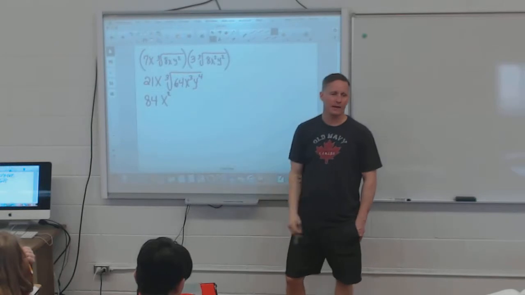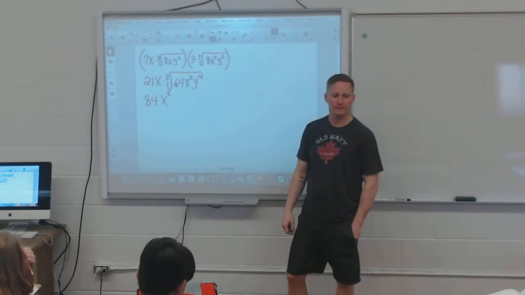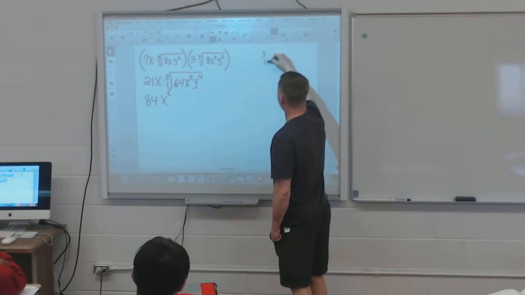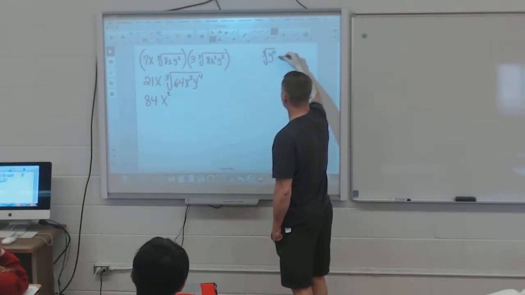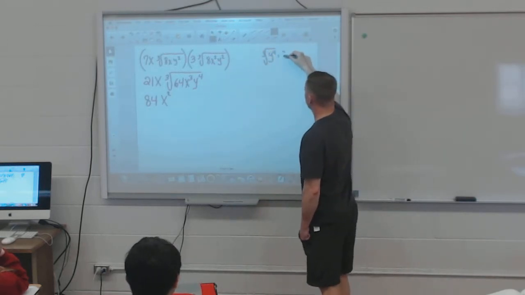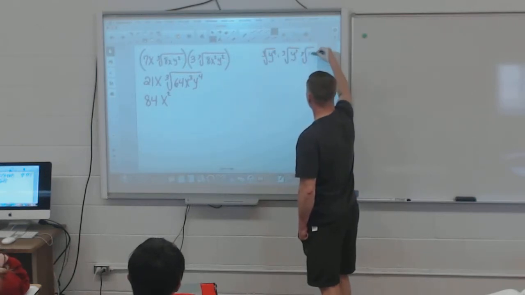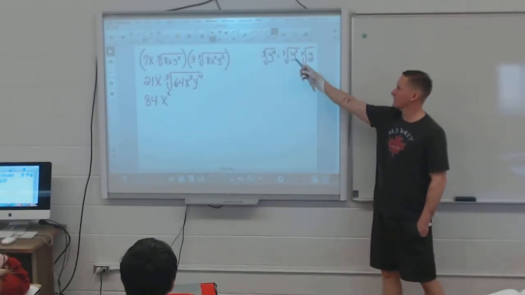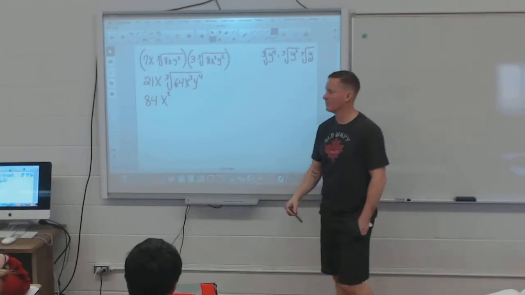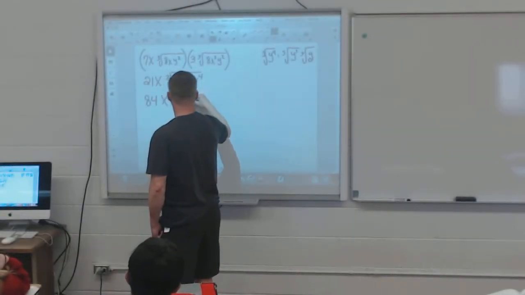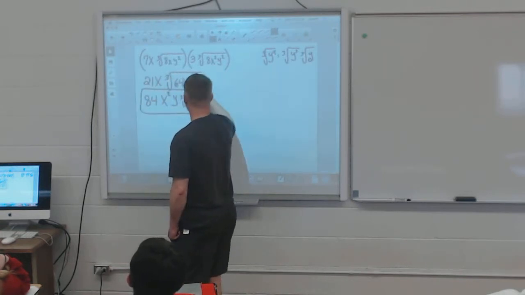What's the cube root of y to the 4th? Alright. What do I have to do with this guy? Put in as many multiples of 3 as you can. Remember that from Friday? Okay, so what's the cube root of y cubed? Y. And then I'm left with cube root y. There is my whole answer.